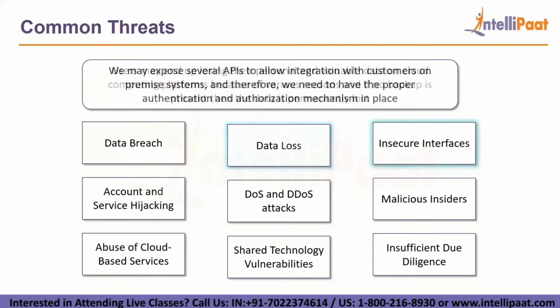Then comes insecure interfaces. We may expose several APIs to allow integration with customers' on-premise systems, and therefore we need to have proper authentication and authorization mechanisms in place. If we have certain APIs that are interacting with some off-site servers or off-site systems, then proper policies should be set up for how the authorization and authentication systems are going to intervene if unauthorized access takes place.